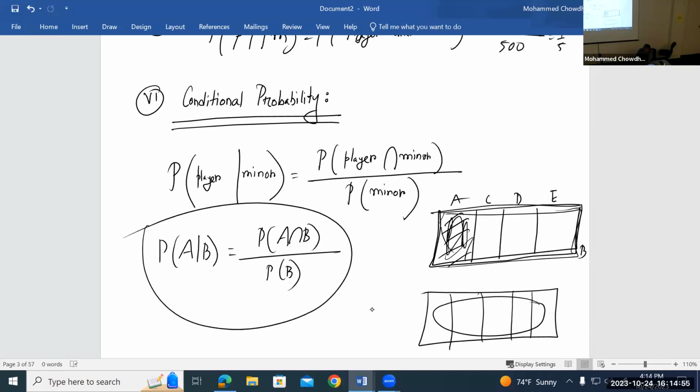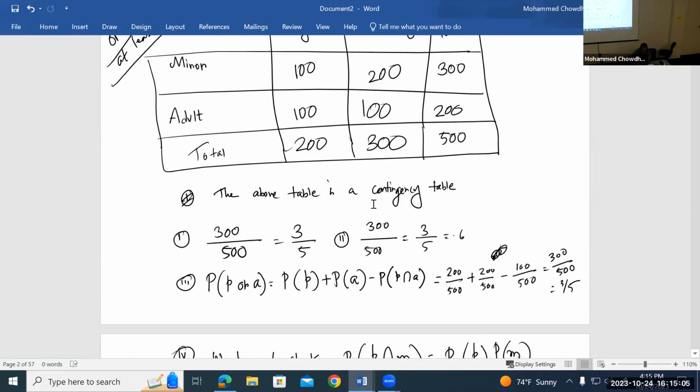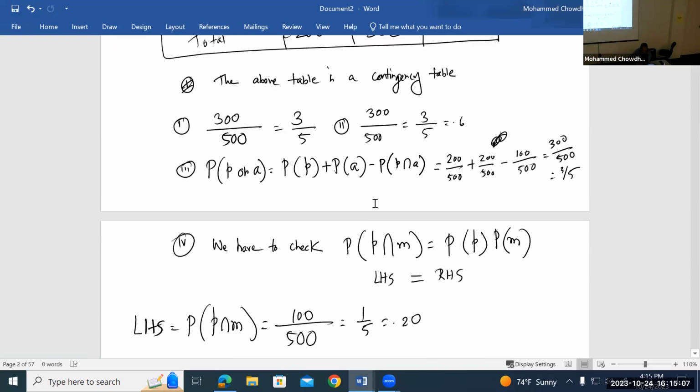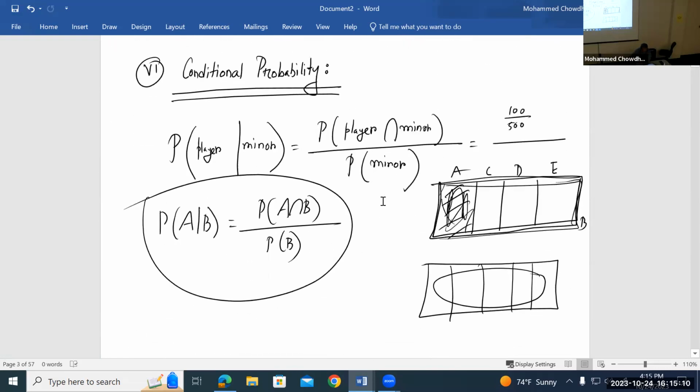Okay. So now come here, player and minor 100 over 500, and probability of minor is just 300 over 500. So that means 1/3.